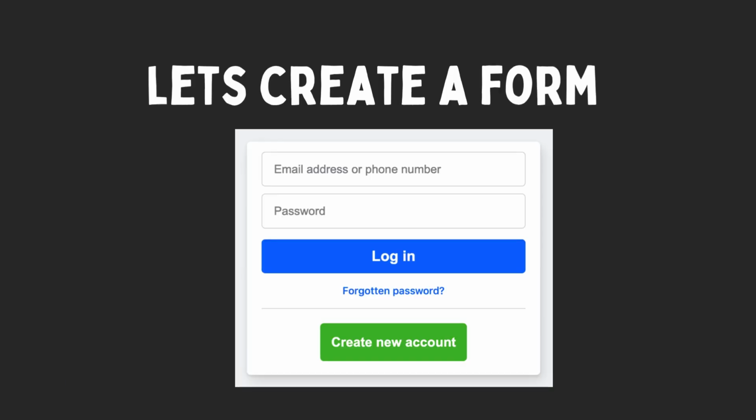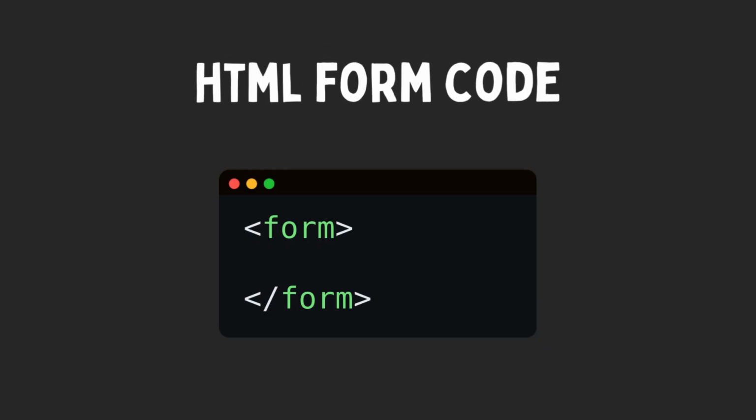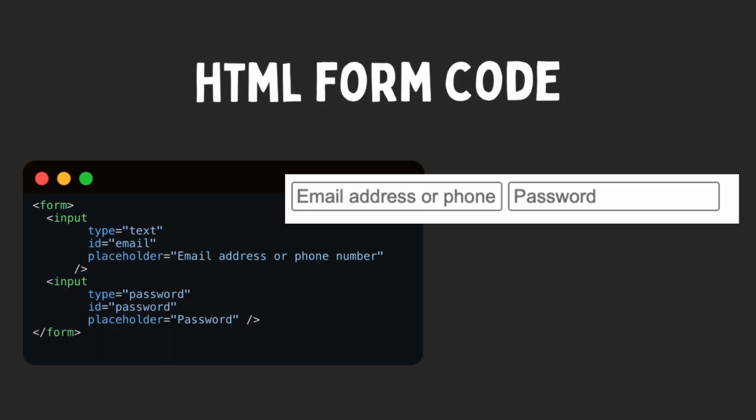Now let's bring everything together to create a simple form using what we've learned. The first thing we need to do is add the form element. From there, inside the form element, we will add two input elements. The first input will have a type of text and a placeholder of email address or phone number. The second input will have a type of password and a placeholder of password.